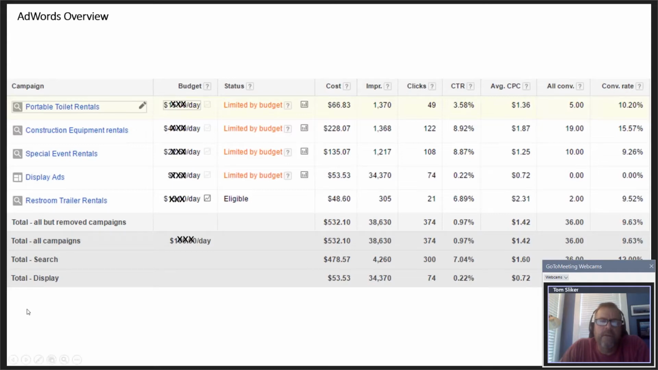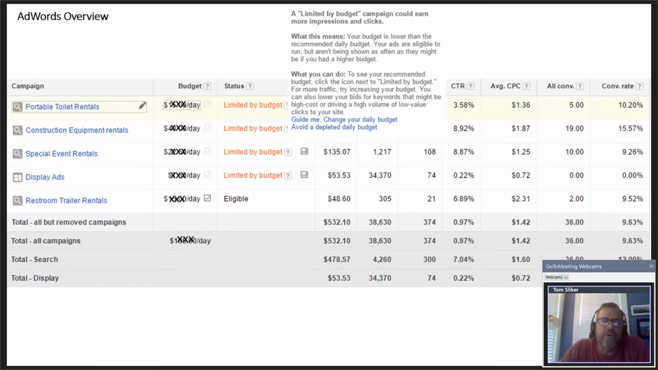Another thing I wanted to mention was this limited by budget. Google is always trying to give you the opportunity to spend more money with Google. In this particular case, these are extremely successful campaigns. And what Google's telling us is, if you're making money on these campaigns, you can open up the spigot and get a little bit more traffic. We are likely to do that if these seem to be profitable and worth what we're spending on them. So there is an opportunity there to just increase our budget and hopefully continue the same level of success.